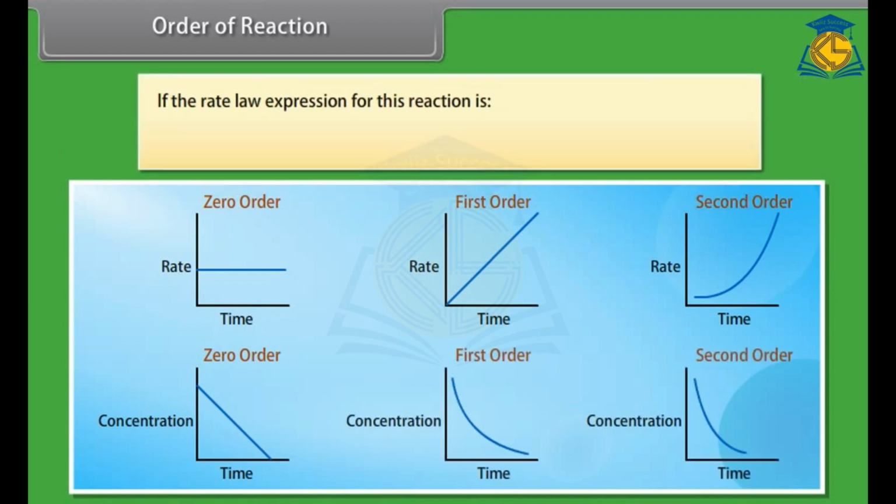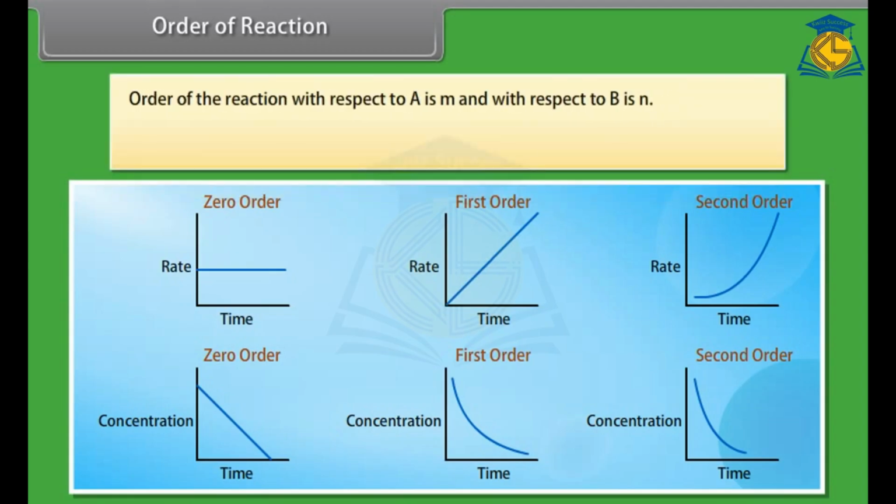The rate law expression for a given reaction is given by: rate of reaction is equal to product of K, A raised to the power M and B raised to the power N. The order of this reaction is equal to M plus N. Order of the reaction with respect to A is M and with respect to B is N.